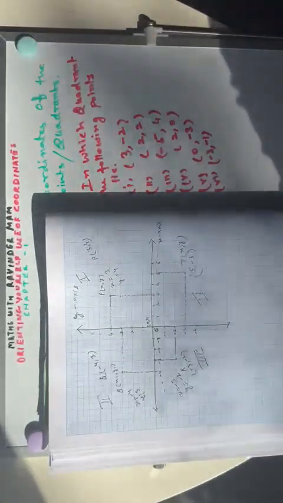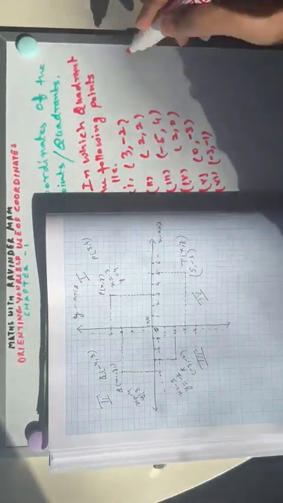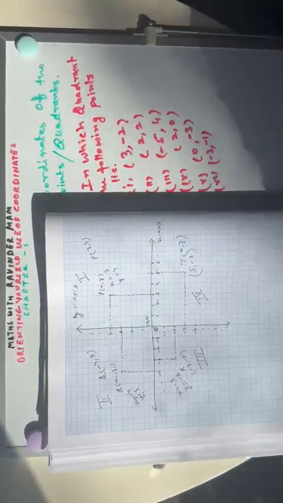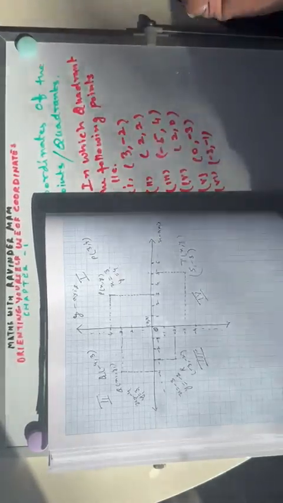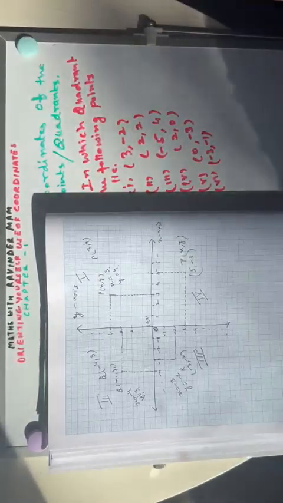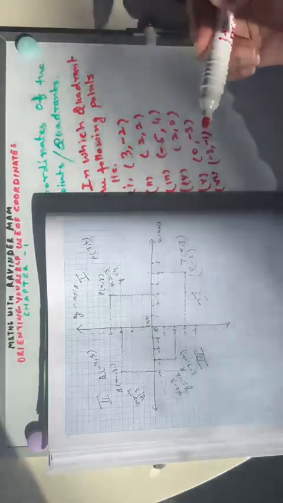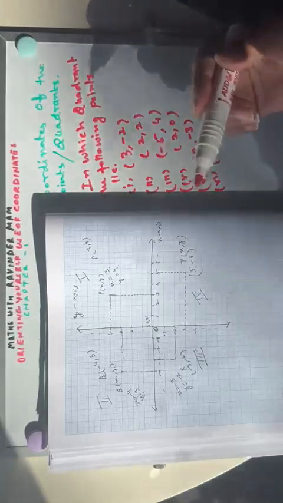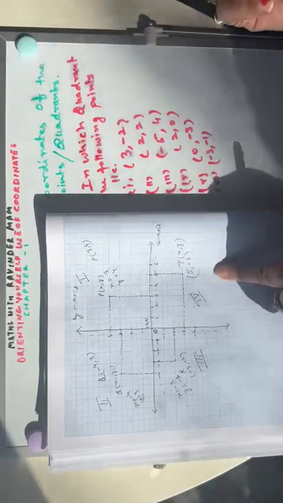Yes, think about the answer. I am giving you 10 seconds. Write down only the quadrant. Try to do it. You will be able to give the answer. The trick is only one. If both are positive, first quadrant. First negative, second positive, second quadrant. Both negative, third quadrant. First positive, second negative, this is the fourth quadrant.